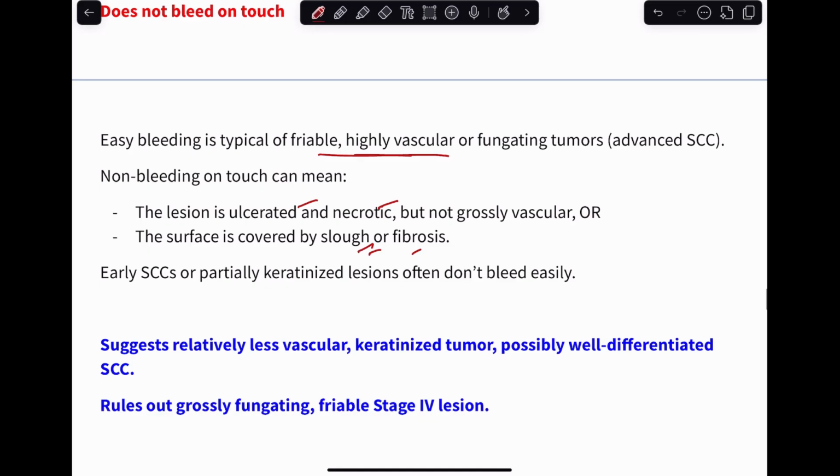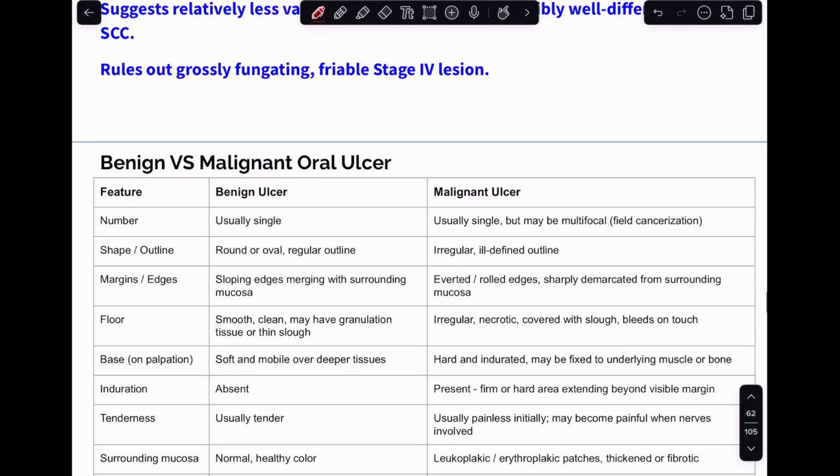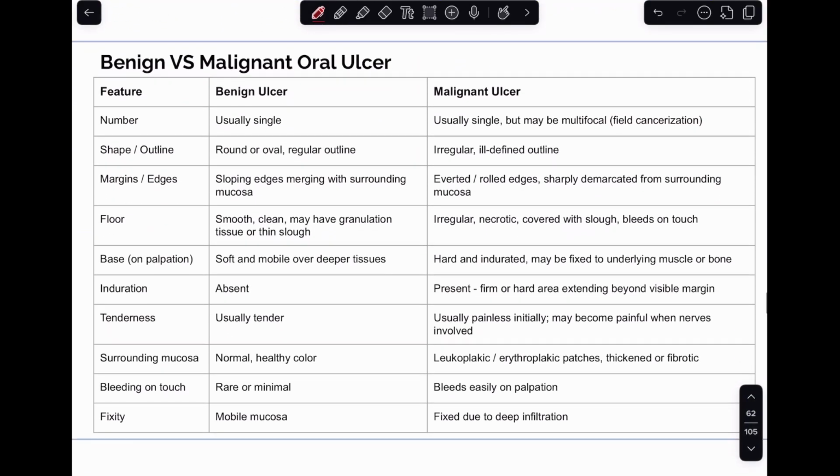Okay, so we have discussed all of these things, and these have all been the features of a malignant ulcer. So from here, a very typical viva question again, and something you should know practically is also what are the differences between a malignant ulcer and a benign ulcer? So let's discuss that. Coming to the number of ulcer, usually a benign ulcer is a single ulcer, whereas malignant ulcer can be single, but it also can be multifocal. There can be multiple malignant ulcer. Something that we need to know, that is field cancerization. We'll talk about it in a little bit.